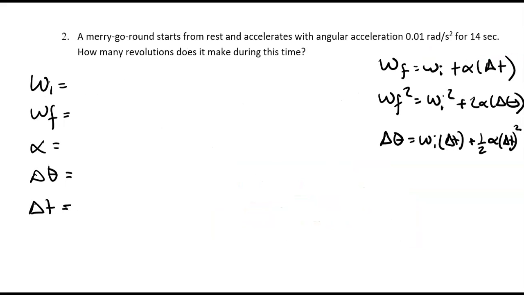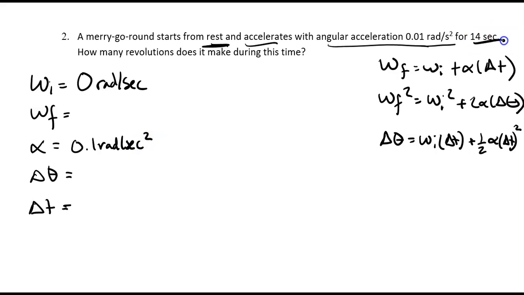I'll do one more problem just for fun, and then you'll be out of it. So let's go ahead and look at this problem. We have a merry-go-round that starts from rest. Oh, wow. So many things are starting from rest. Omega i is 0 radians per second, and it accelerates with an angular acceleration of 0.1 radians per second squared for 14 seconds. That's the time. How many revolutions does it make during this time? Revolutions is how much it's rotating, which is a change in position. So that is going to be theta.